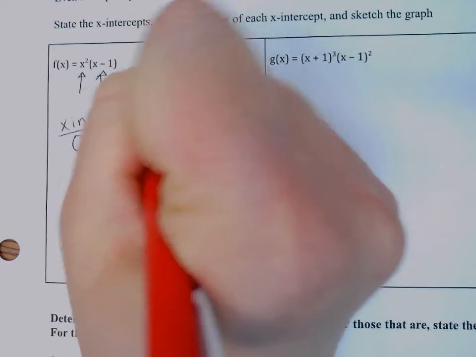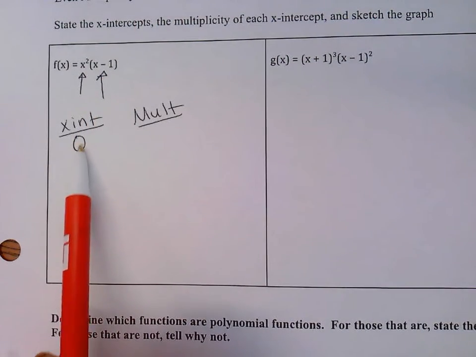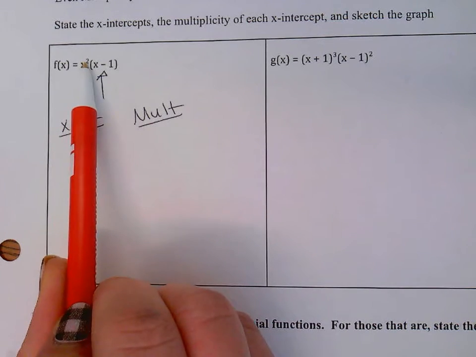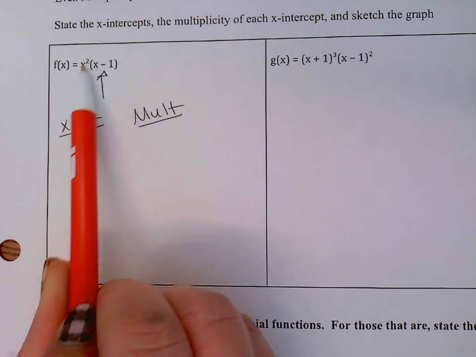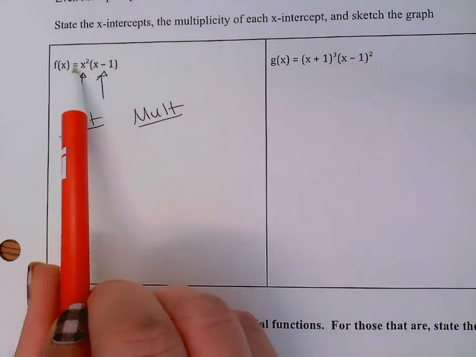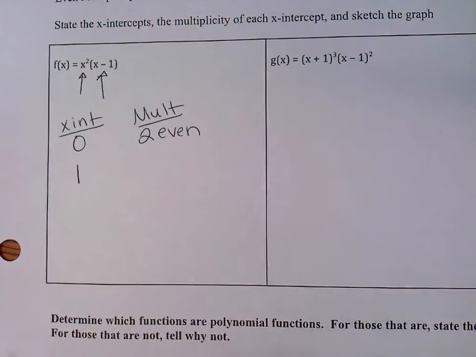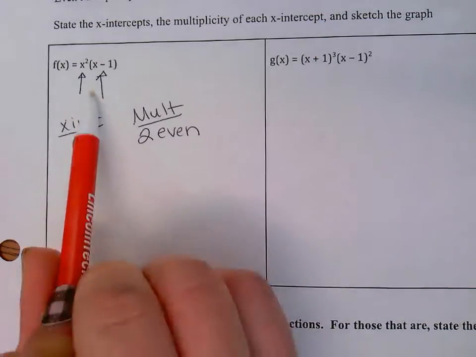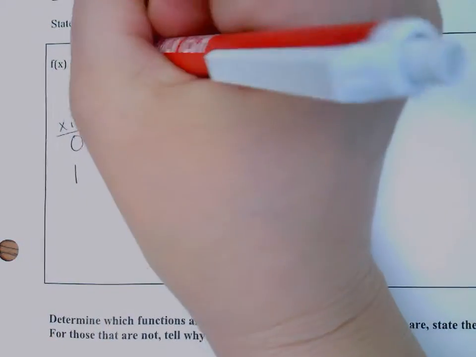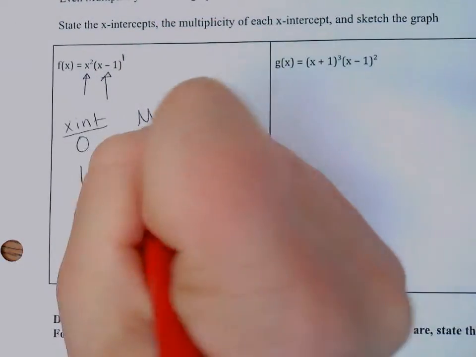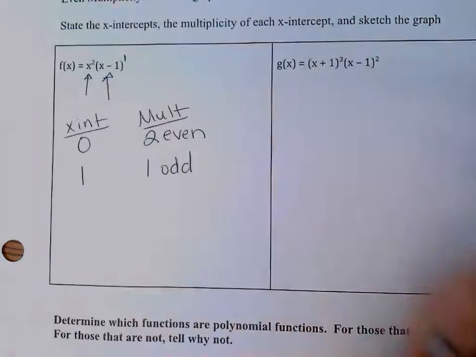So what's the multiplicity of each of those? So 0 has a multiplicity of what? 2, right? X squared. If I plug in 0, 0 times anything is 0. So it has a multiplicity of 2, which is even. And 1 has a multiplicity of, see how the power there is 1? So it has a multiplicity of 1, which is odd.